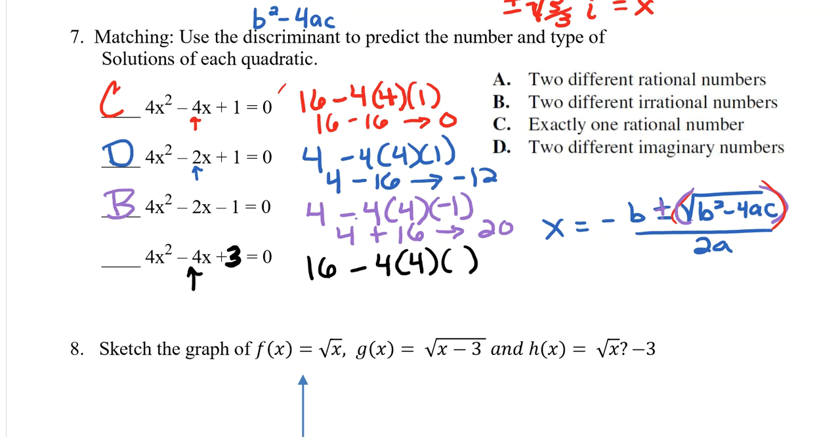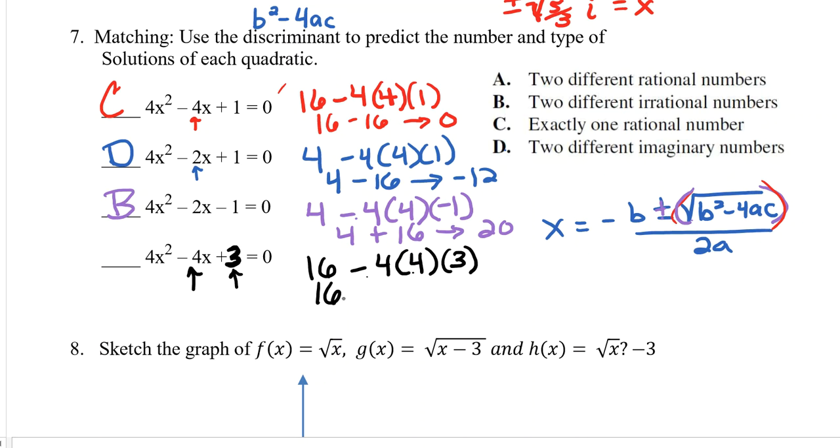All right, so on my copy, I have a typing error here. Hopefully you have a 3 on your paper. So let's try this again. We would have b squared is 16 minus 4 times a is 4 times c, which would be 3.